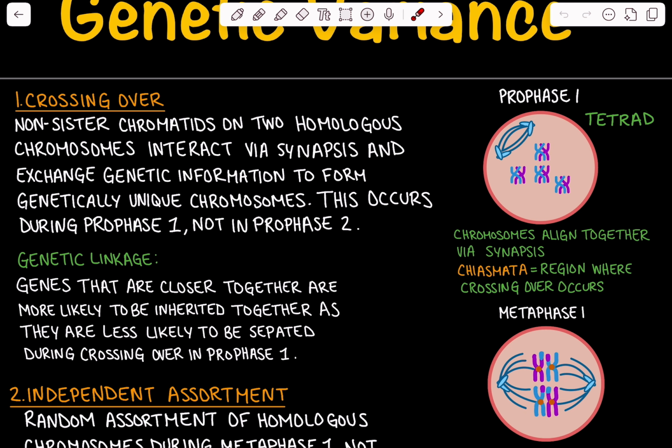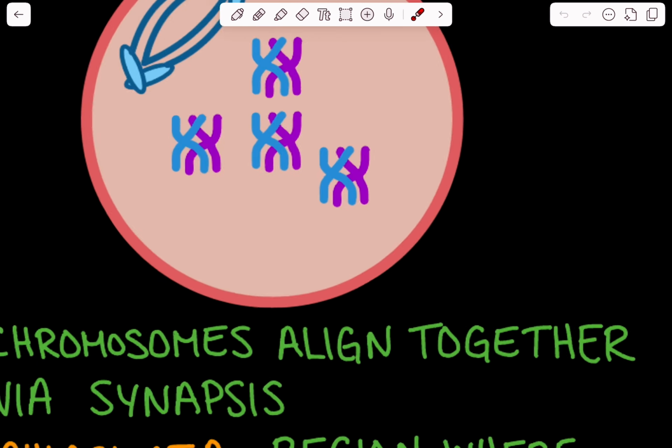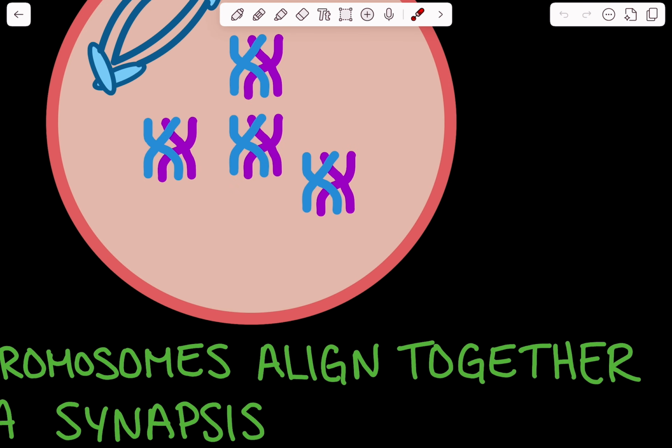Now, that's exactly what's stated over here. So crossing over, it's going to occur in non-sister chromatids on 2 homologous chromosomes. What are homologous chromosomes? Those are 2 chromosomes that are of similar size, similar genes, and those genes are at specific locations. What are non-sister chromatids? Well, when we take a look at an individual chromosome, it is made up of 2 chromatids. So this blue chromosome, it's made up of 2 blue chromatids. Those 2 blue chromatids are sister chromatids. But if we took one of those blue chromatids and one of those purple chromatids, we have 2 non-sister chromatids.